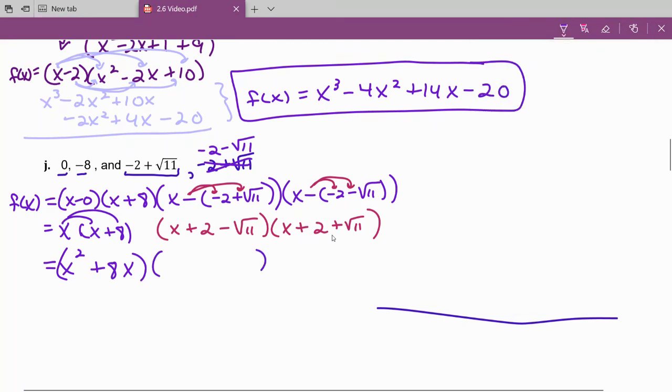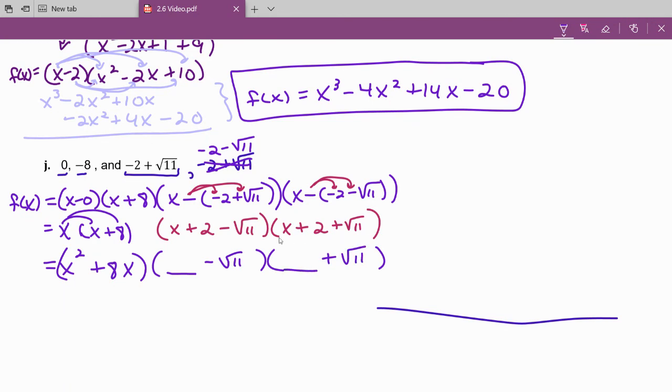So when I regroup, I want to have a first term minus the square root of 11 and something plus the square root of 11. Well, what is that something? That something is the binomial x plus 2. So that x plus 2 now becomes my first term. So that x plus 2, put in parentheses, so I'm regrouping it. So we have x plus 2 minus the square root of 11 and x plus 2 plus the square root of 11. So now we can use our sum and difference rule.